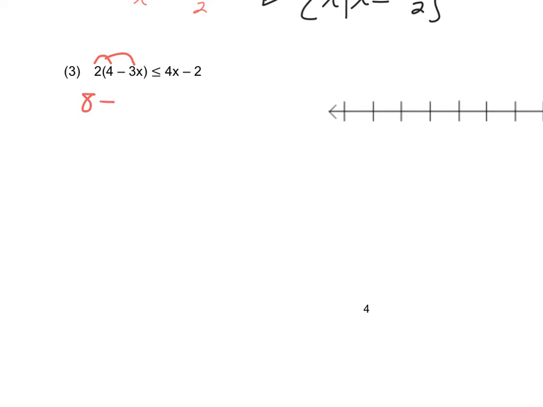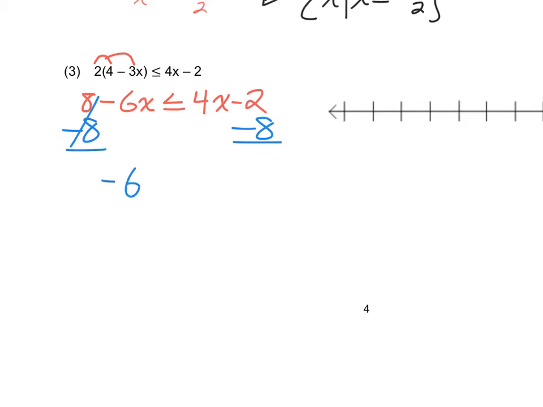So 8 minus 6x less than or equal to 4x minus 2. Got x's on both sides. That's fine, we can live with that. Page 4. Next move. Take away 8 from both sides. And negative 6x less than or equal to 4x minus 10.